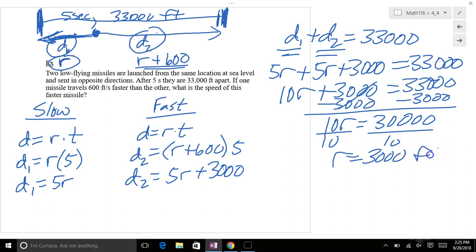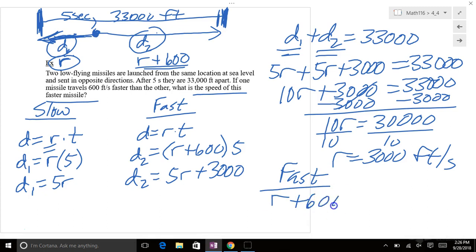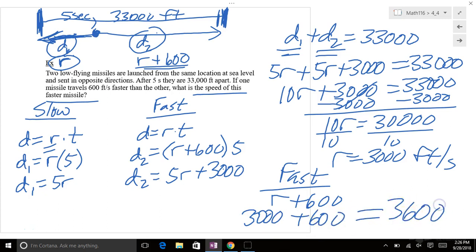This is our rate, right? We're in feet per second here. Well, what is R? If you remember, R was the slow rate. So that's how fast the slow one's going. And remember, what's the speed of the faster missile? That's what we want to know. Well, the faster one was 600 feet per second faster. So since the slow one's 3,000, fast one's 600 feet per second faster, this ends up being 3,600 feet per second.